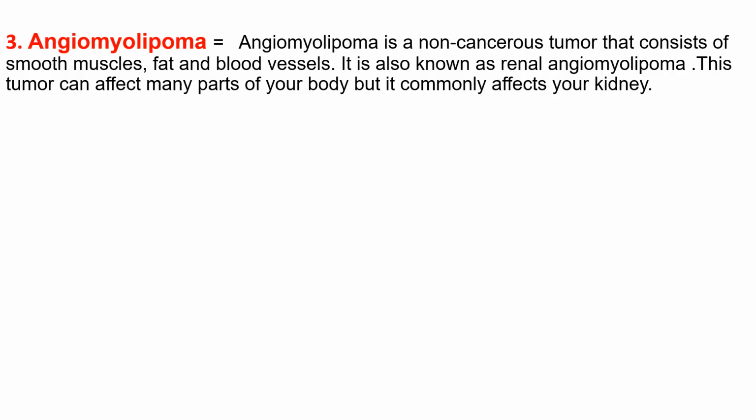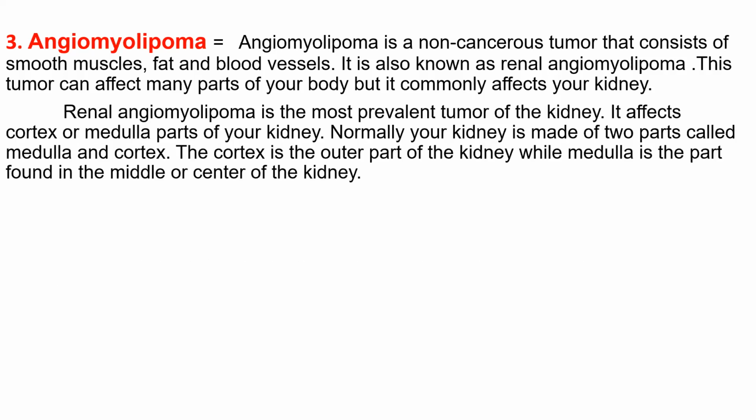Fat you everyone knows, blood vessels also everyone knows. This is known as angiomyolipoma. It is a non-cancerous tumor. It consists of smooth muscle, fat, as well as blood vessels. It is also known as renal angiomyolipoma. This tumor affects many parts of our body, but commonly it affects our kidney. Among the many tumors that occur in the kidney, renal angiomyolipoma is the most prevalent tumor of the kidney.